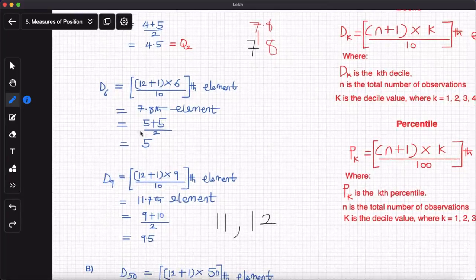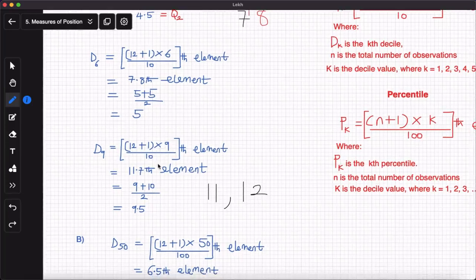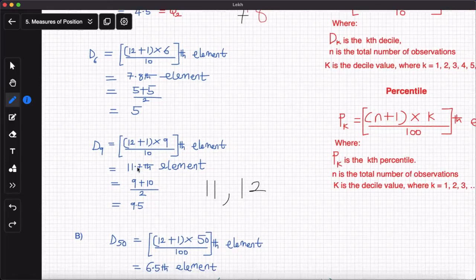We'll go to D9. All right, so for D9, we put 9 here. So 12 plus 1, times 9, divided by 10, gives us 11.7. And 11.7 is between 11 and 12. So that means we are going to add the 11th and 12th elements and divide that by 2. The 11th element is 9, the 12th element is 10, and we add them and divide by 2. That will give us 9.5.